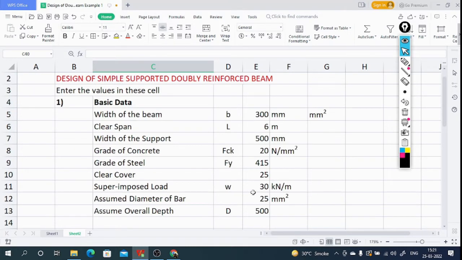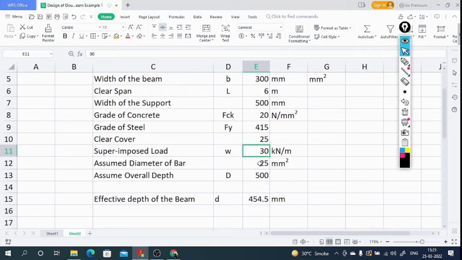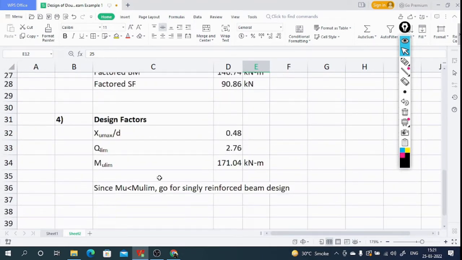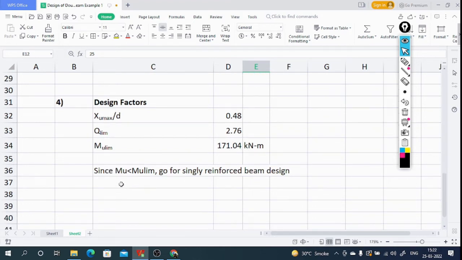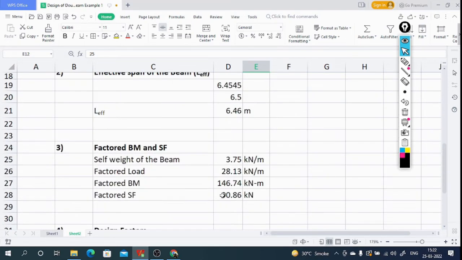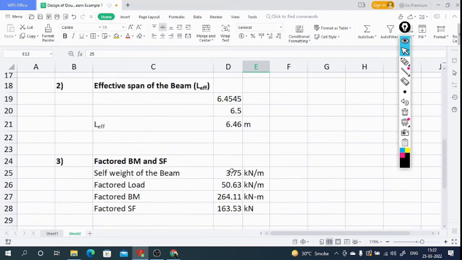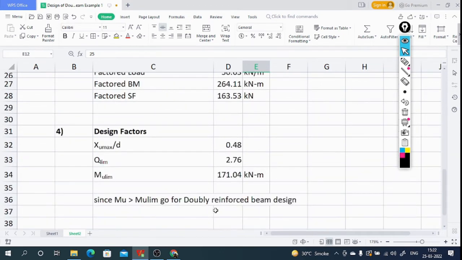If you change the load, for example, instead of 30, if I take 15 here, then you see what is happening. The MU value is 146 and MU lim is 171.04, and you see directly automatically the statement is changing. Okay, since MU is less than MU lim, go for singly reinforced beam design. We shall take what we have given here. We will change this to 30, then MU will be greater than MU lim, then we have to go for doubly reinforced beam design.